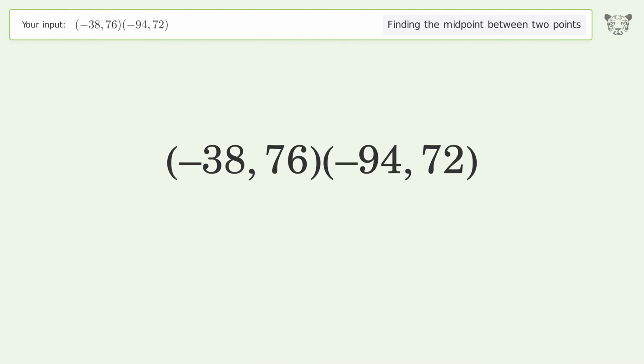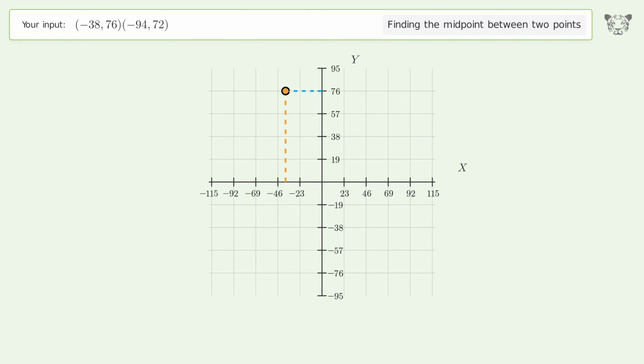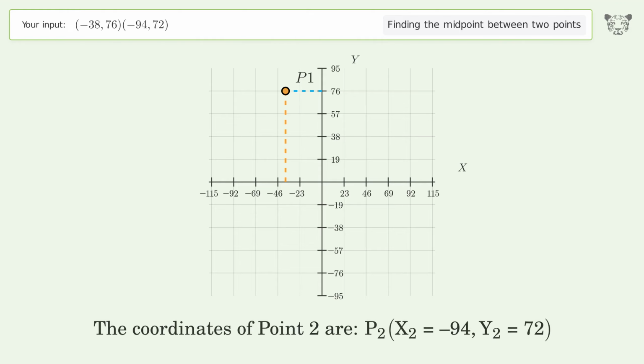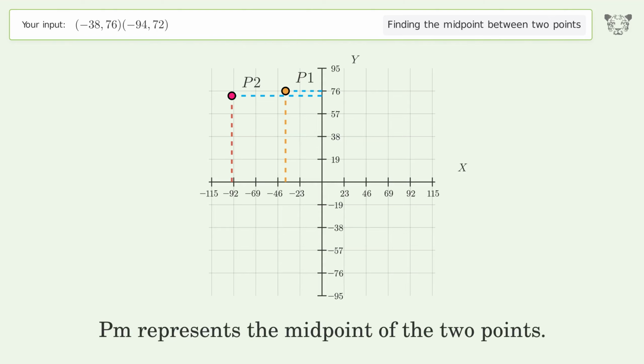The coordinates of point 1 are, x1 equals negative 38, y1 equals 76. The coordinates of point 2 are, x2 equals negative 94, y2 equals 72. PM represents the midpoint of the 2 points.